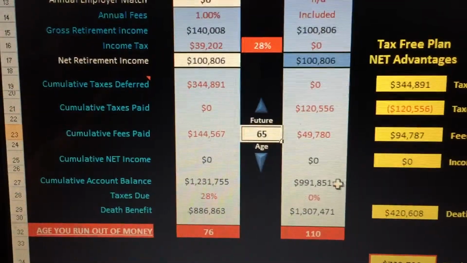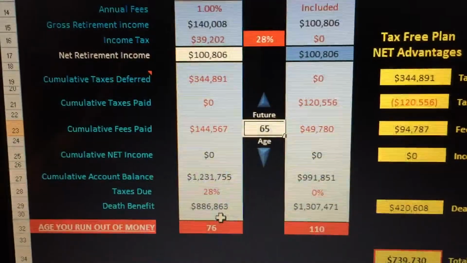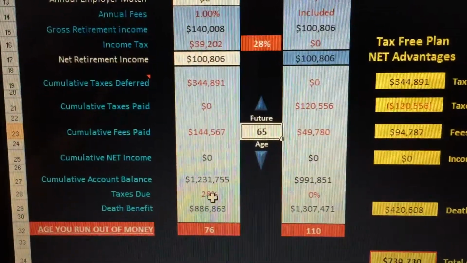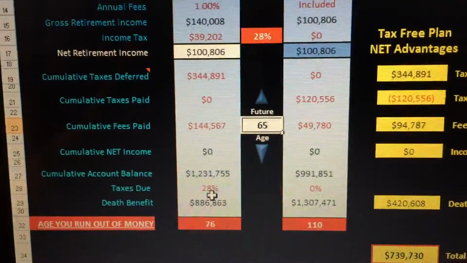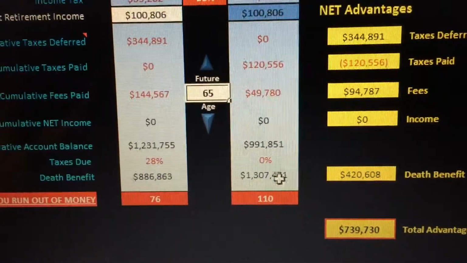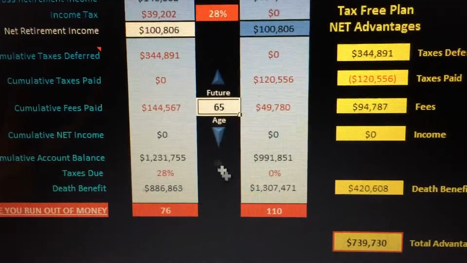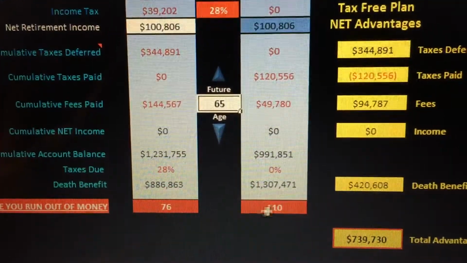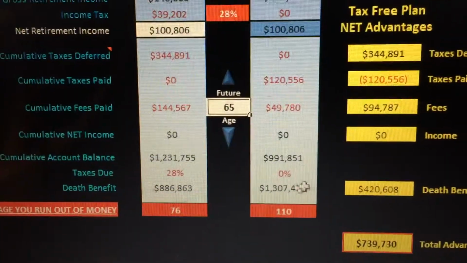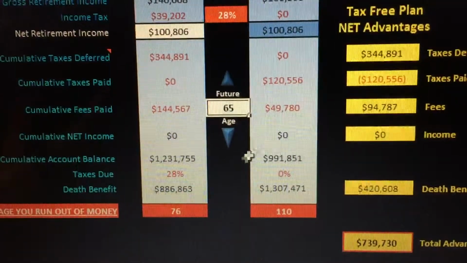Over here, we still are trailing just a little bit behind, but not too far. But look at this here. If this person died at age 65 and left the money to their heirs, 28% of that balance would get taxed to Uncle Sam, leaving them $886,000. Over here, look at the death benefit. Because this is an insurance product, $1.3 million will go to the heirs tax-free. Someone will inherit and be a millionaire overnight with this program.